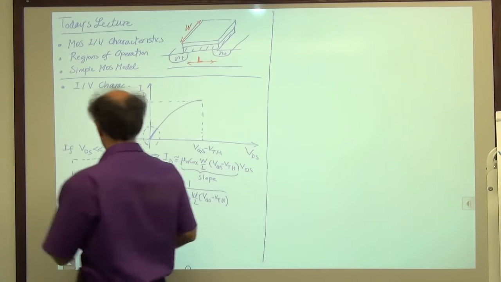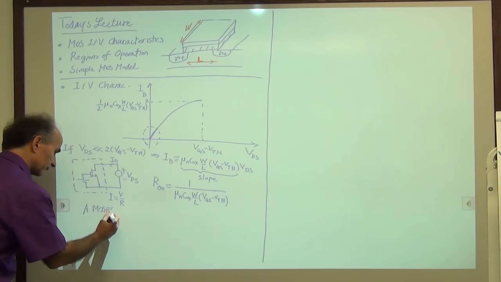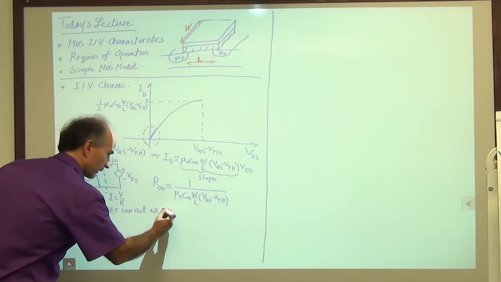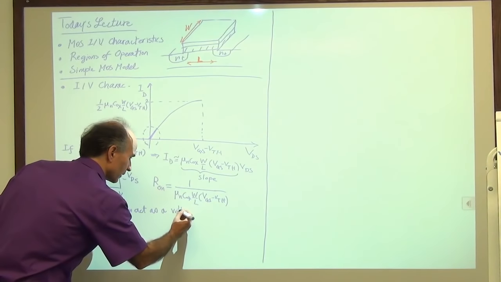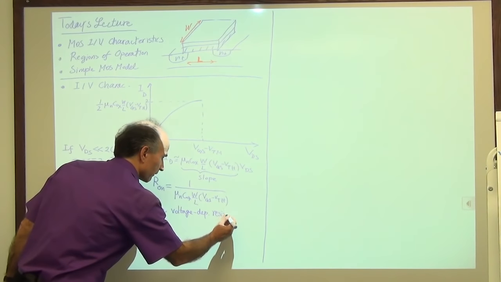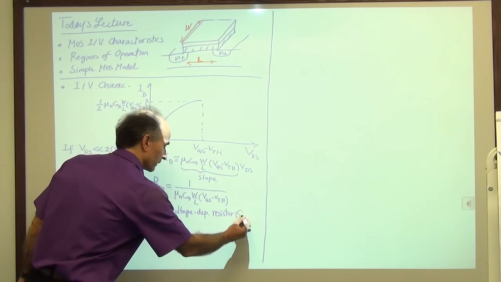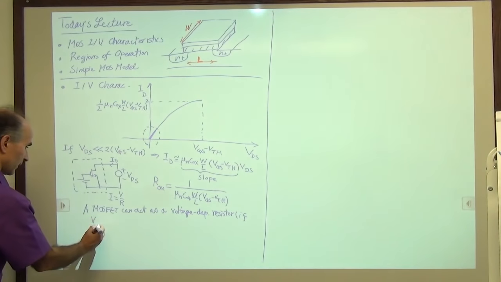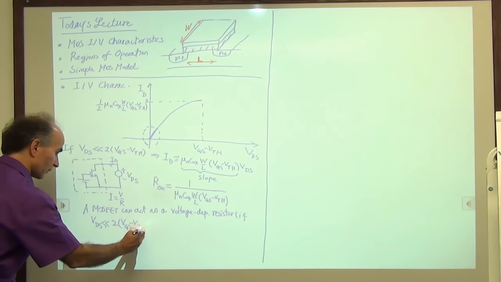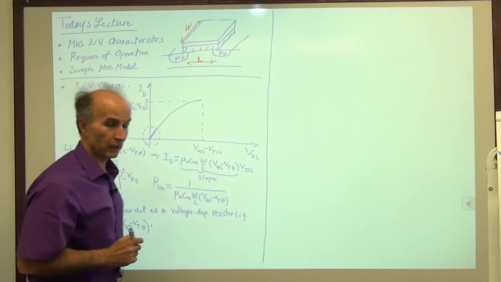All right, so we say a MOSFET can act as a voltage-dependent resistor, right? Because the value of the resistor depends on VGS minus VTH. Of course, if VDS is much less than 2 times VGS minus VTH, right? That's the condition that we need for that approximation. Okay, so that's a very useful point.